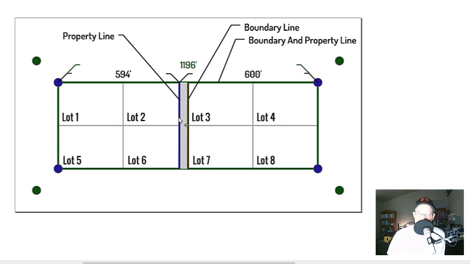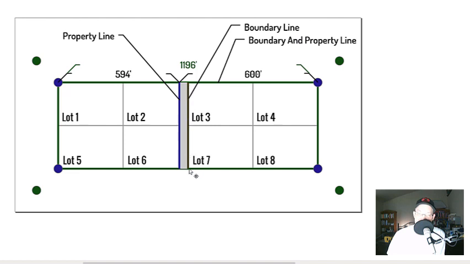So this purple line is a property line. Okay, but it's never been a boundary line. In other words, it was never established on a survey. It's a property line because it is the limit of the property that's owned by Mr. Cano. It's the dividing line between the ownership of Mr. Cano and the ownership of Mr. Hart. But it was never established on a survey or by words in a deed. So it is a property line, not a boundary line.